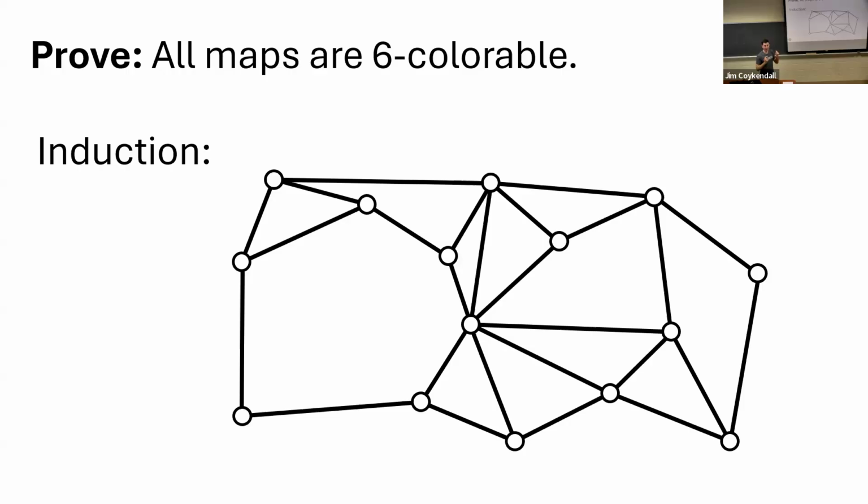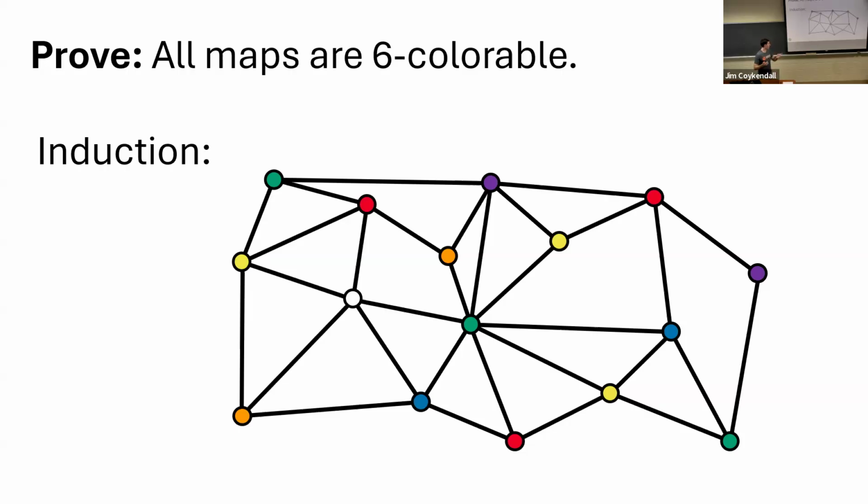By the induction hypothesis, 6 colors can color this. So color it with 6 colors. We don't actually have any control over what the coloring looks like. We just know that it's possible. That's the induction hypothesis. Now, add back the vertex. Just put that land back. Put that country back, or that region.